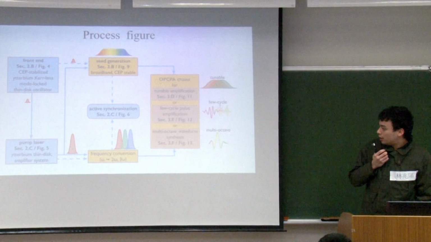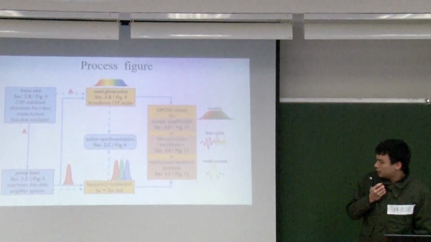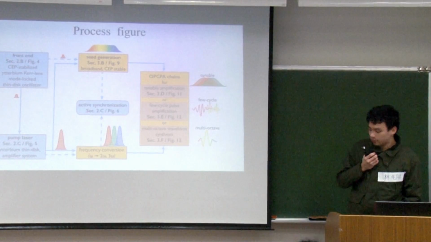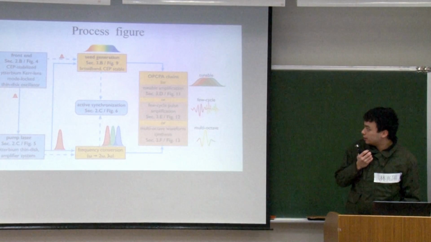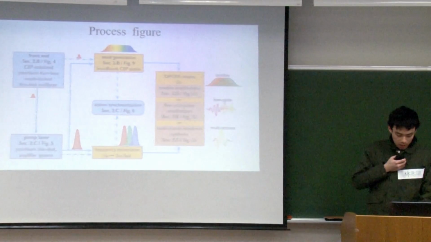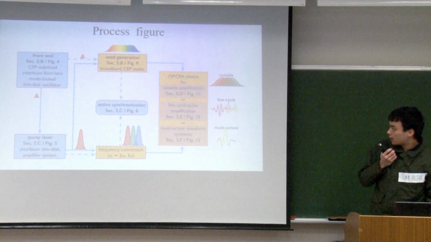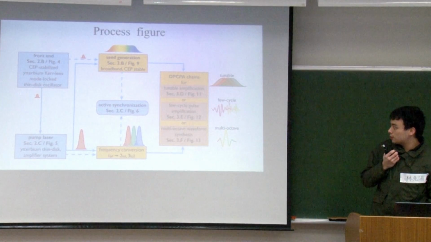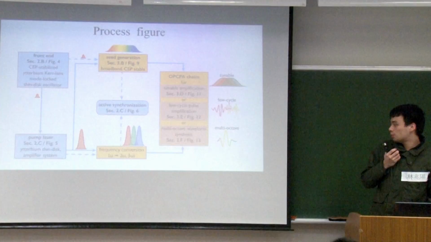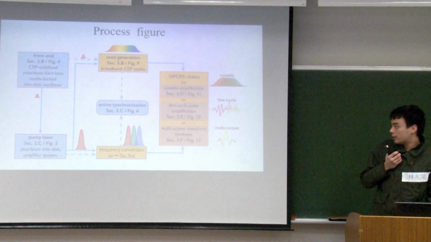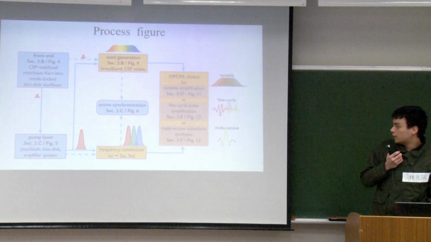And notice that the seed and pump pulse pair can be generated either only by the pump laser or by the front end and the pump laser together. Each block in this figure represents a small topic in this paper. So if we can fully understand the concept of each block and then combine them together, finally we can understand this paper thoroughly.